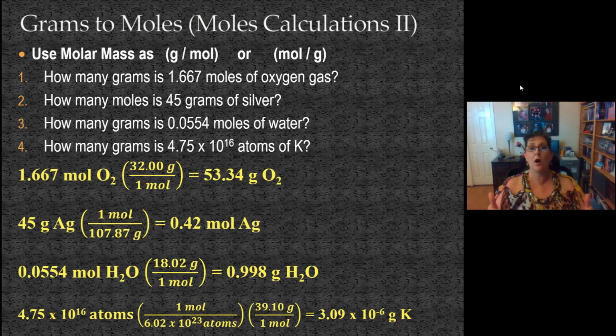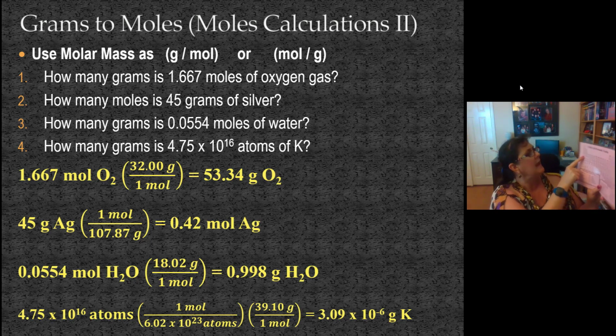And number 4 was hard. So we had to put what we learned in the previous slide together with what we learned in this slide. Putting it together, making a bigger problem. 4.75 times 10 to the 16 atoms. We got to change that to moles before we can use a molar mass. Now, again, a mole contains 6.02 times 10 to the 23rd atoms. Atoms cancel, we got our moles. Now that we have moles, we can use molar mass.